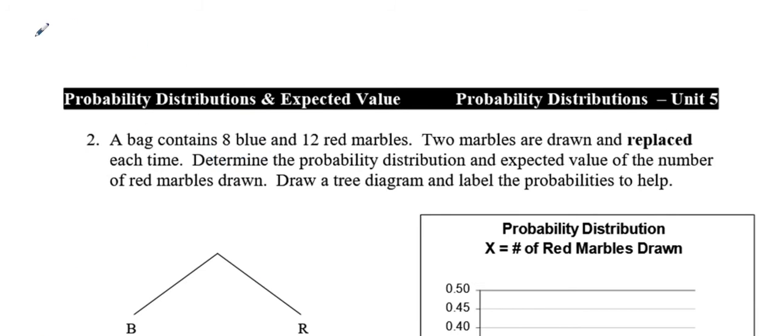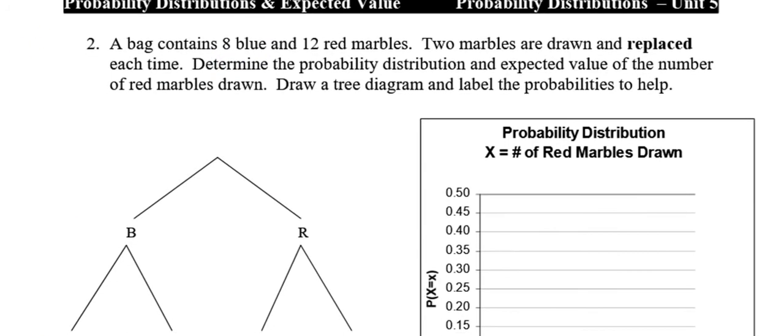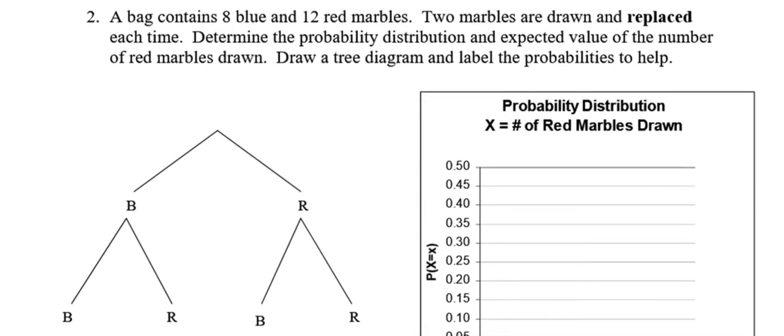For the next couple of examples, we're going to go back to Unit 1 and 2 where we dealt with counting and probability. So a bag contains 8 blue and 12 red marbles. 2 marbles are drawn and replaced, so that's important because that means we have independent events. And determine the probability distribution and expected value of the number of red marbles drawn. Draw a tree diagram and label the probabilities to help.